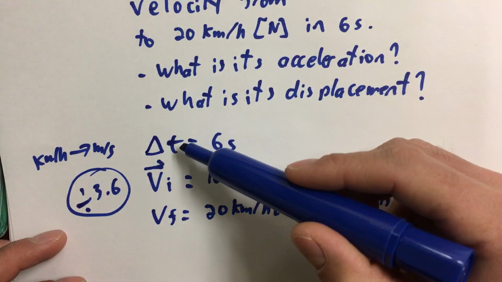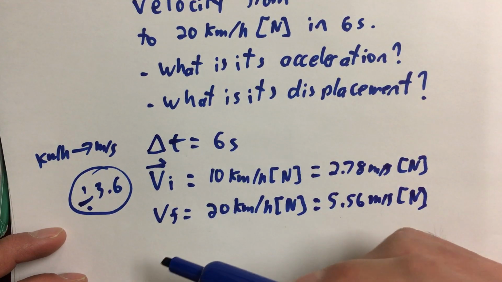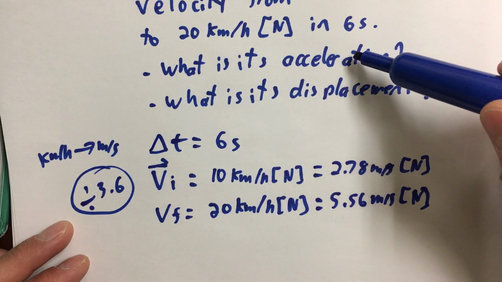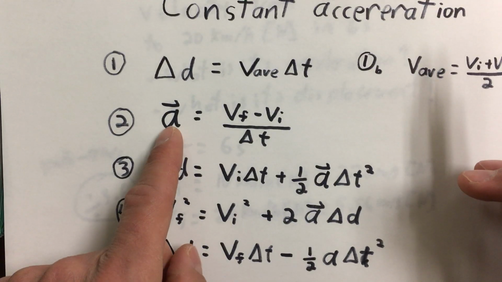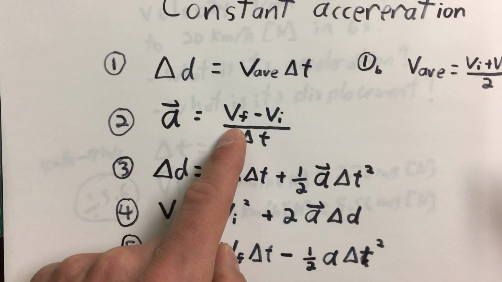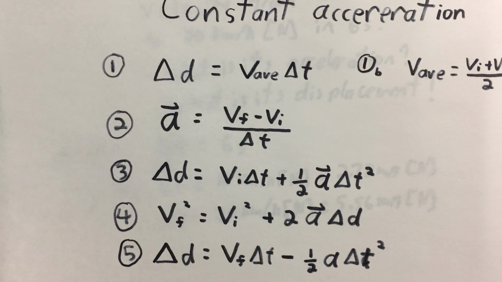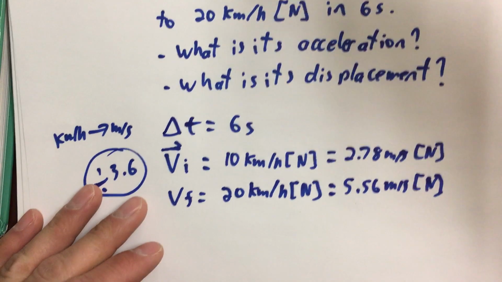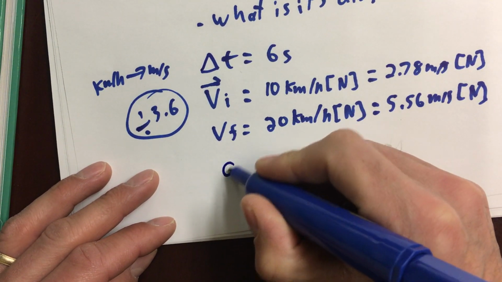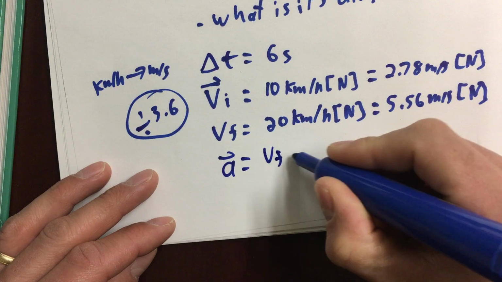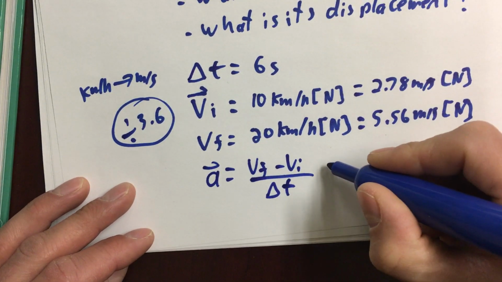Okay, so I've got delta t, that's the change in time, the initial velocity and the final velocity, and I'm looking for acceleration. So this one's simple enough. Acceleration is the final velocity minus the initial velocity divided by the amount of time that it takes. So I'm going to go ahead and just write out the formula first. Acceleration is the final velocity minus the initial velocity over the amount of time.